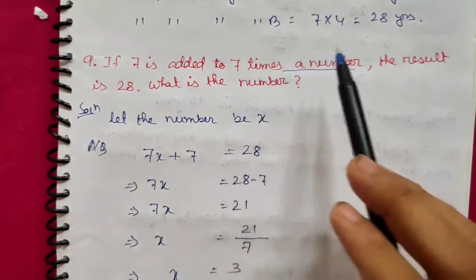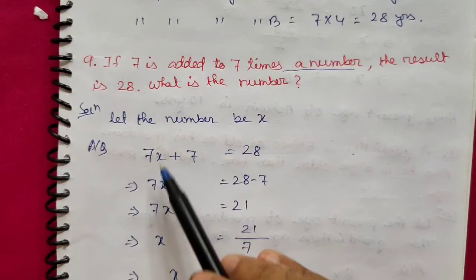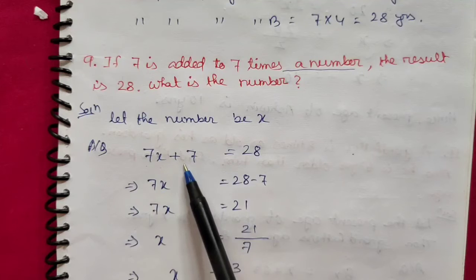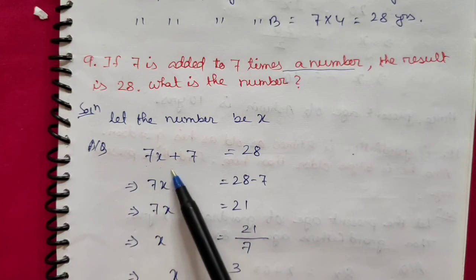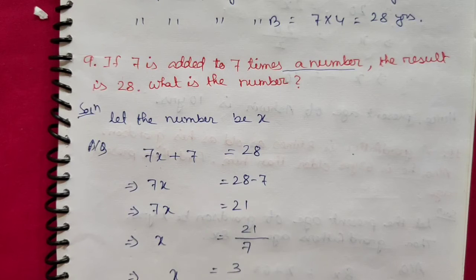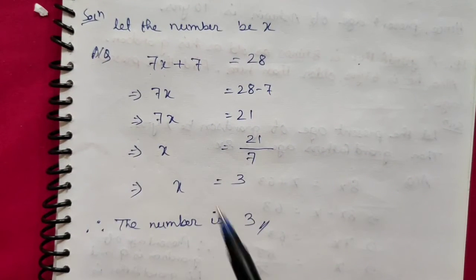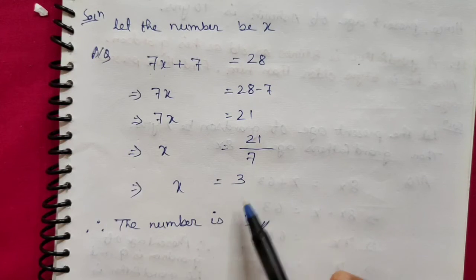7 times the number means 7x, right? And if we add 7, so 7x plus 7, the result is 28. So here plus 7, when we change the side it will be minus 7. So 28 minus 7 is 21. That means x equals 21 divided by 7. Therefore x equals 3. Therefore the number is 3.